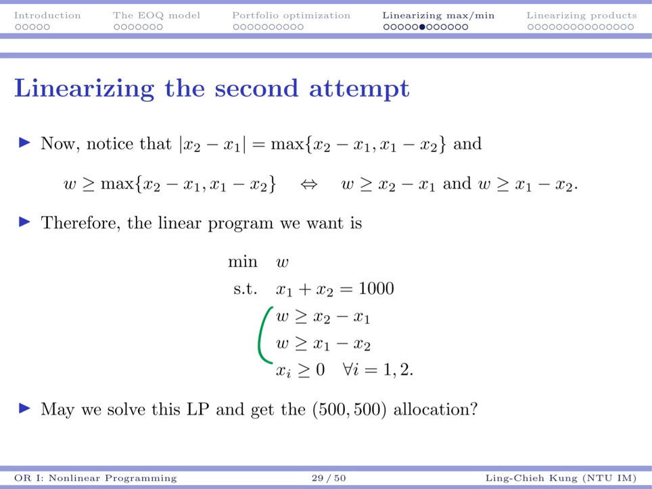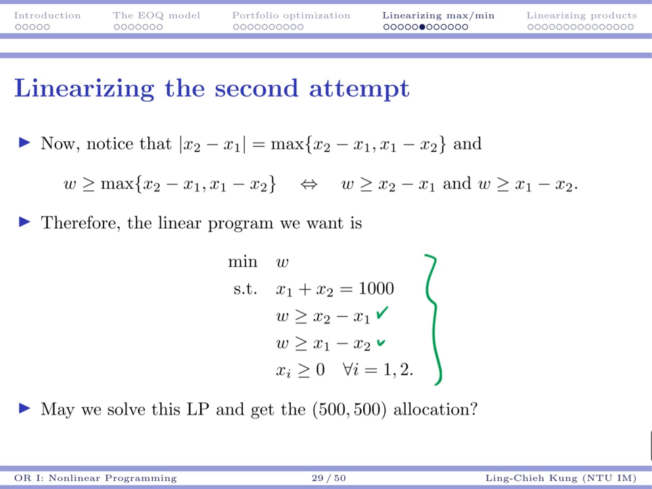All we need to say is that we want to minimize W such that W is greater than or equal to x2 minus x1, and W is greater than or equal to x1 minus x2. So somehow one of them would be greater, and then W would be lower bounded by that greater amount. W becomes the absolute value of those two amounts. That's how the formulation makes sense.